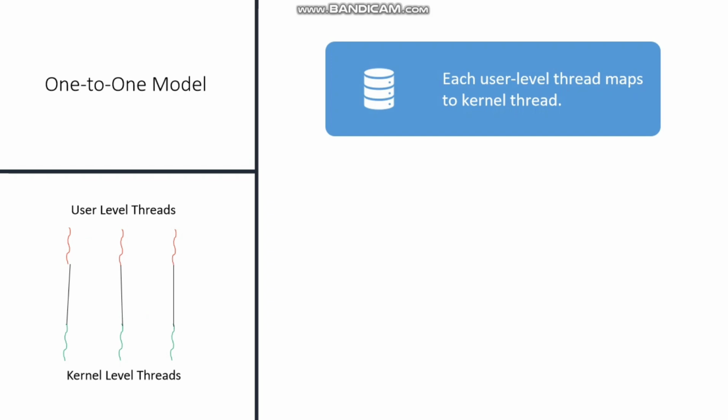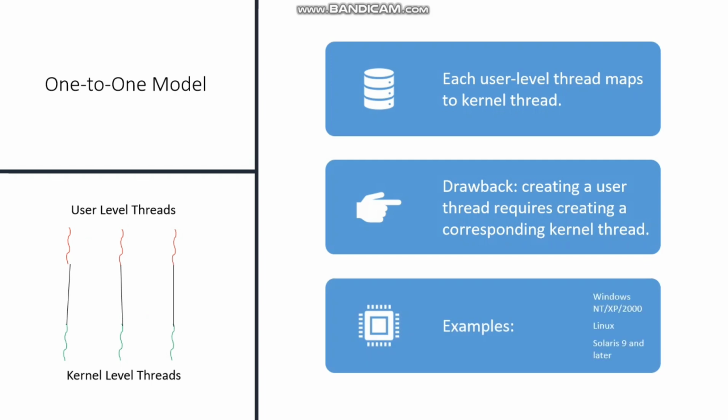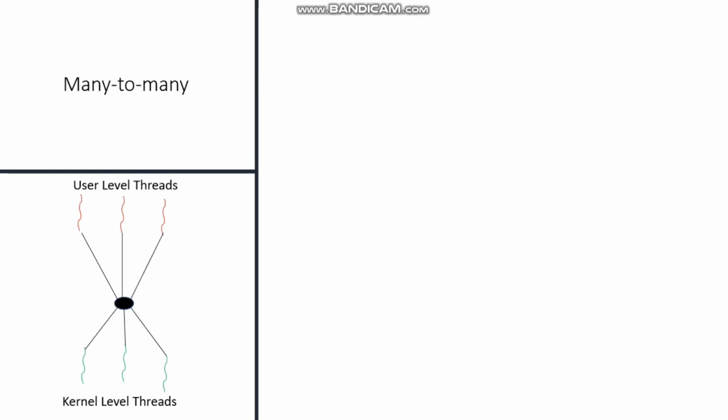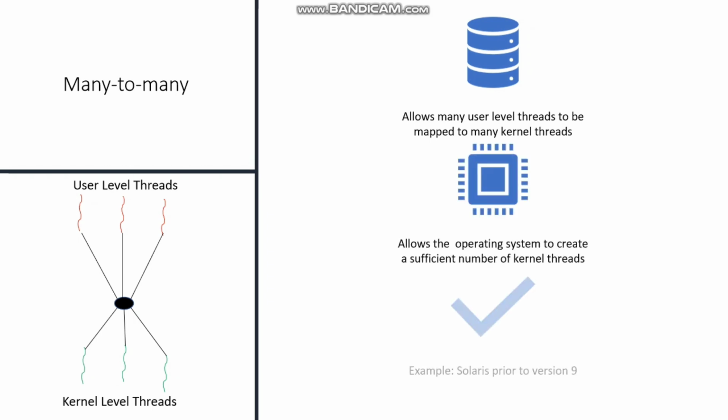One-to-one model means one user level thread and one kernel level thread. This will resolve the problem of blockage. But the drawback is that creating a user level thread requires creating a corresponding kernel level thread. Examples are Windows and Linux. Then there is the many to many model. In this model, many user level threads map to many kernel level threads, allowing the operating system to create a sufficient number of threads. This will resolve the problem and is more efficient.